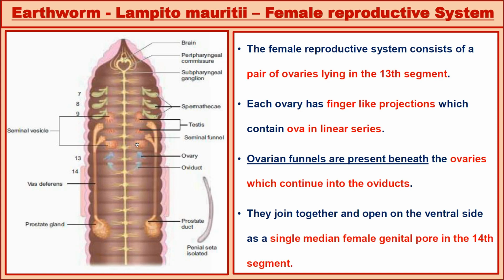The female reproductive system consists of a pair of ovaries which lie in the 13th segment. So this blue colored structure is the ovary which lies in the 13th segment. Each ovary has finger-like projections, and they contain ova in linear series. These ovarian funnels are present beneath the ovaries, and they collect the mature ovum from the ovaries, and continue down as the oviduct. These two oviducts join together, and open on the ventral side as a single median female genital pore, which lies in the 14th segment of the body.